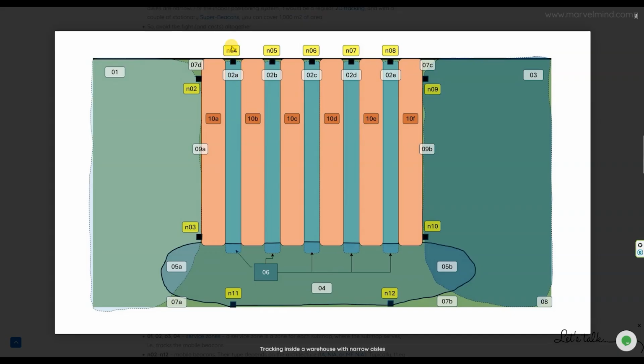So it means that you create multiple small submaps with a single station beacon: beacon 04, beacon 05, beacon 06, etc. And each of these beacons serves its own service zone. So this is a service zone, this is a service zone, this is a service zone, etc.